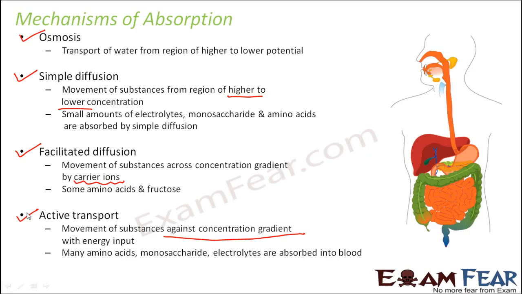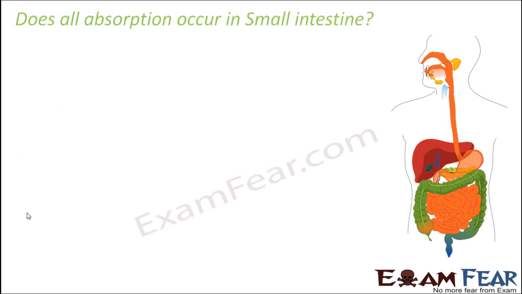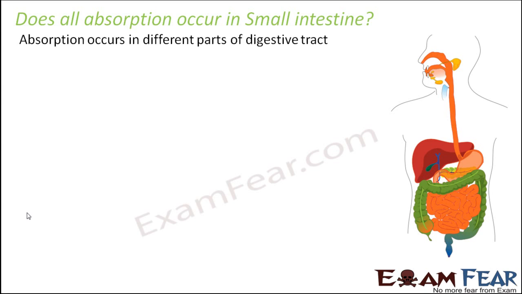So now the question is, where does absorption take place? Does all absorption occur in the small intestine? Because as I was telling, the small intestine is the main site where nutrients from the food are absorbed. But does that mean that the entire process of absorption takes place only in the small intestine? Well, to be very clear, not exactly. Absorption occurs in different parts of the digestive tract. So in many other parts also absorption takes place. But then again, most of the absorption, or maximum absorption, occurs in the small intestine.